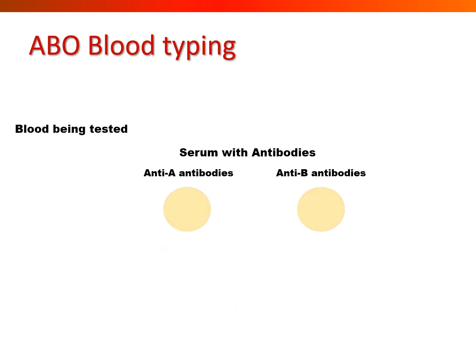So here's our blood that we're going to test, and we're going to drop it into our anti-A antibody serum, and we get a reaction. So that tells us immediately that this blood is positive for antigen A. So we know we're at least an A. So let's take some blood and drop it into the anti-B antibody serum and see what we get here. Oh, we also got an agglutination reaction here. So that tells us that this blood is positive for the B antigen as well.